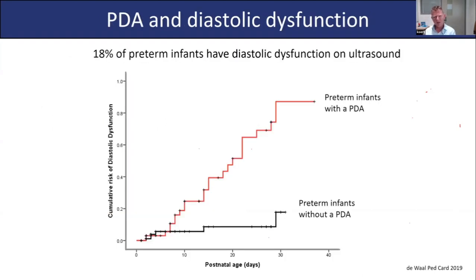We found out that 18% of preterm infants have diastolic dysfunction on the ultrasound. And the prevalence, the cumulative risk of diastolic dysfunction in infants with a PDA will just increase with each week they're exposed to PDA. And particularly in my center, we use this now as a selection of patients for supportive care treatments, particularly diuretics, later on after the intervention phase of a PDA. As you can see from this graph as well, this parameter or selection is not very helpful in the first 10 days of life.